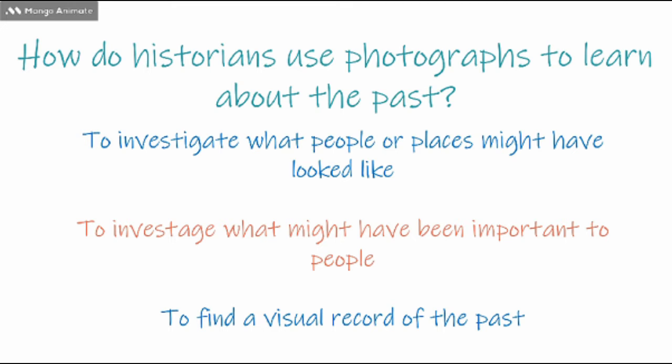And finally, historians use photographs in order to create a visual record of the past. This means that when we look at pictures, we might be able to see what stores were on a street at a certain time, what clothes people were wearing. We can look and see what members of the family are included in pictures. And so historians use all these details to try and use photographs to understand the past.